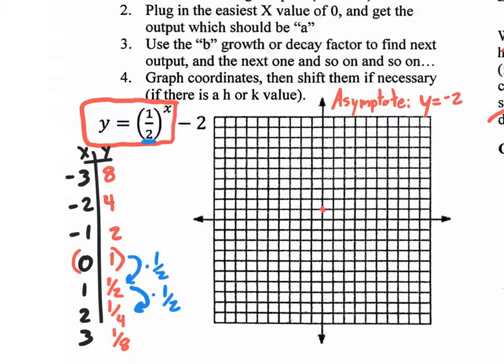Let me go for the next coordinate, -1, 2. -1 on the x, 2 on the y is right there. Let me go to the next one, -2, 4. -2 and 1, 2, 3, 4 is right there. Let's go to the last one on the far left, -3 and 8, way up here. And we know it's decaying from left to right. We know it's shrinking, shrinking, shrinking.